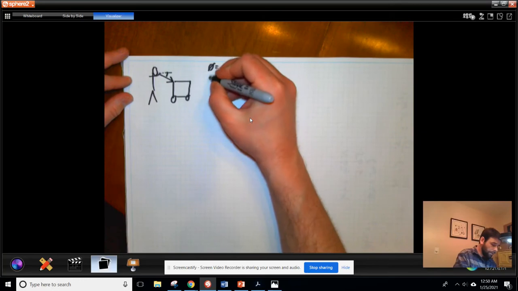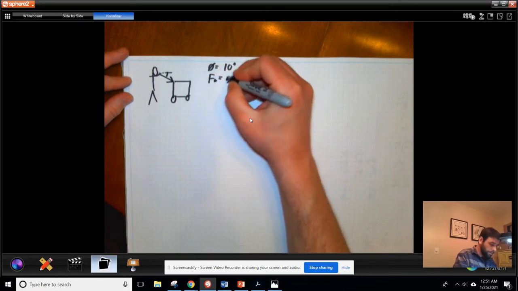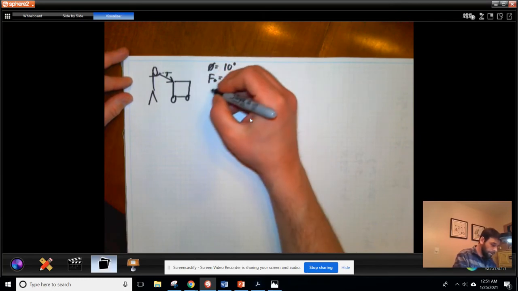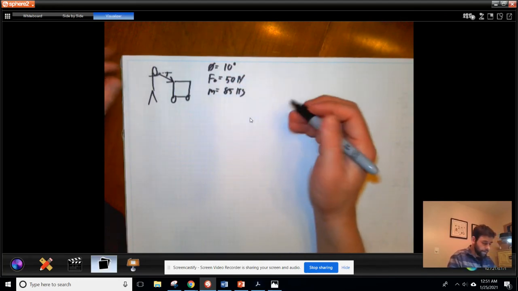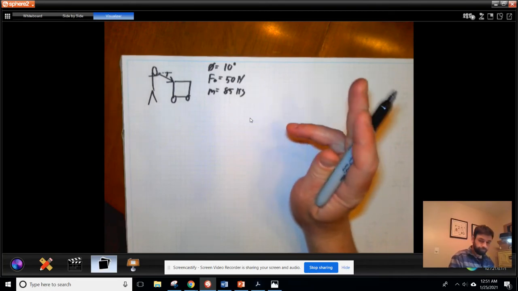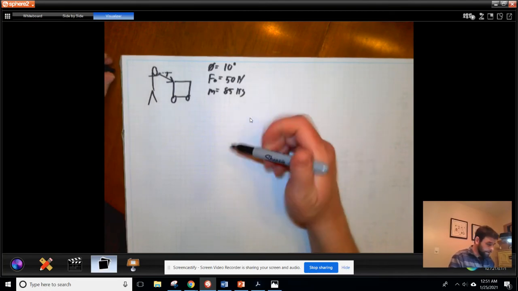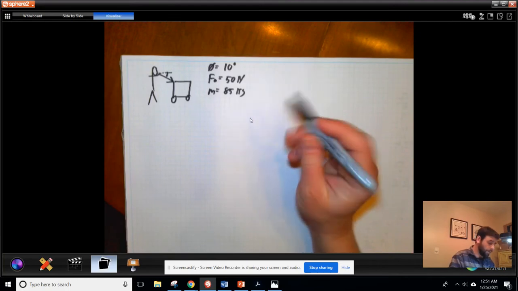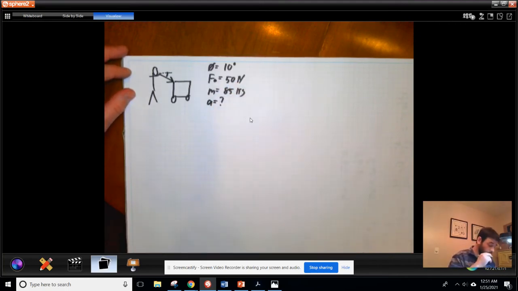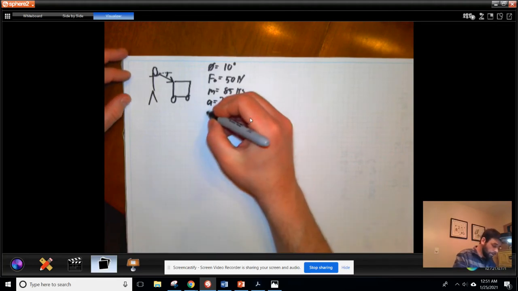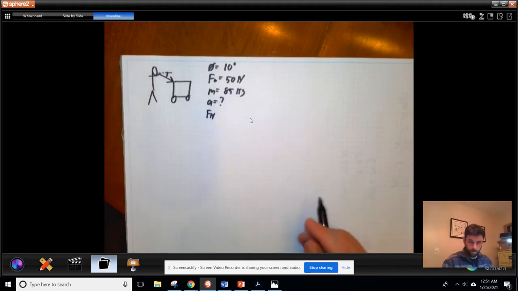You are applying a force of 50 newtons. The cart has a mass equal to, let's say, 85 kg. You're buying extra canned goods. Let's see here. I want to know what the acceleration rate is. Also, I want to know what the normal force is acting on you. Okay?